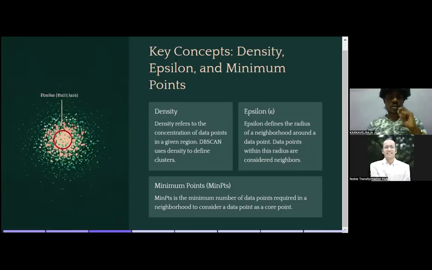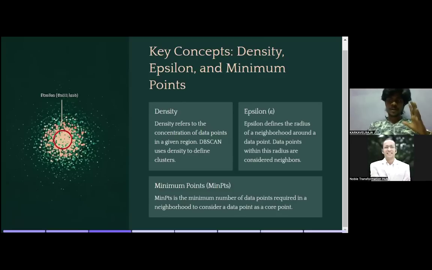Density refers to the concentration of data points in a given region. DBSCAN uses density to define the clusters. Consider you have a huge number of data points in one place, then it is called density. Then it becomes a cluster. I hope you can understand, right? Density refers to concentration of data points in a given region. Simply understand, DBSCAN defines the clusters based on density.